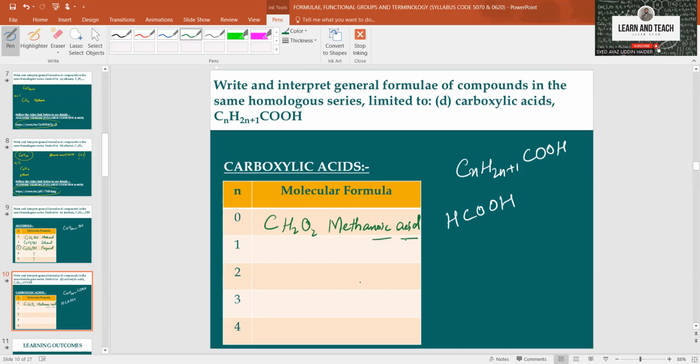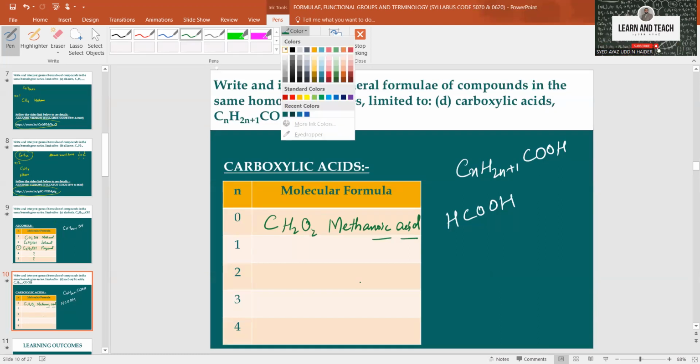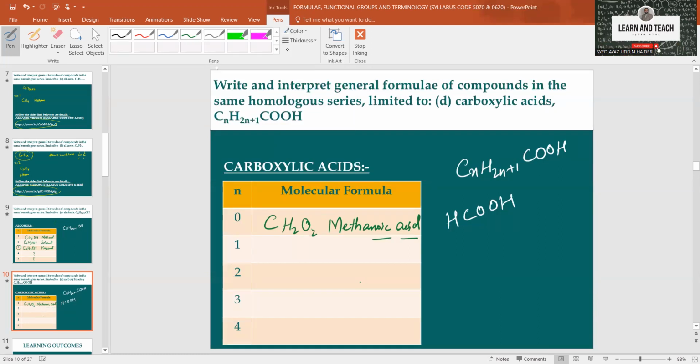What about the second member? Here the value of n is 1. So if you write 1, you'll get C, H, 2 multiplied by 1 is 2, 2 plus 1 is 3, CH3COOH. So the molecular formula will be C2H4O2. Here we have a total of 2 carbon atoms. So I will write ethanoic acid. Again, the name ends on oic acid.